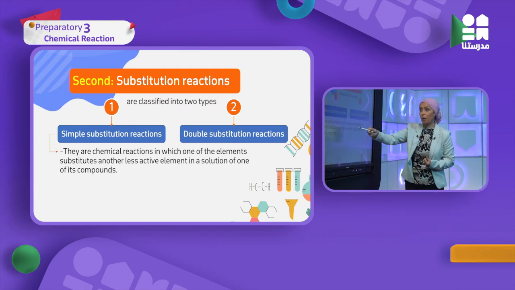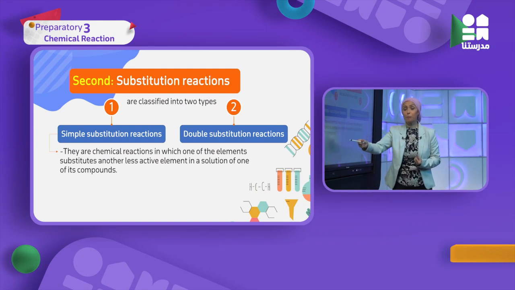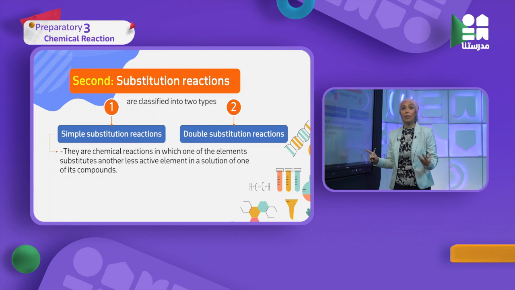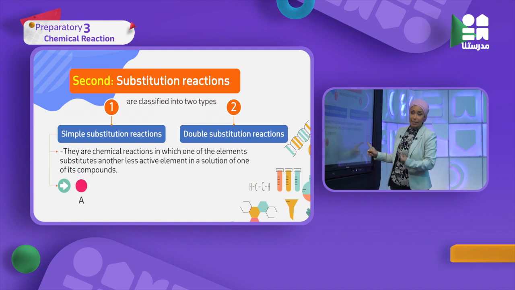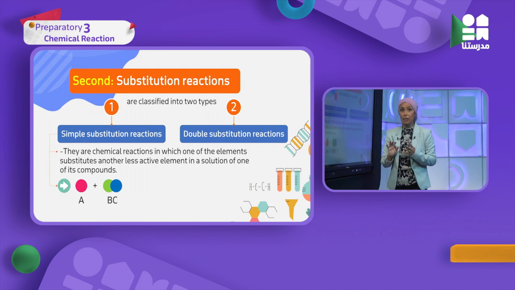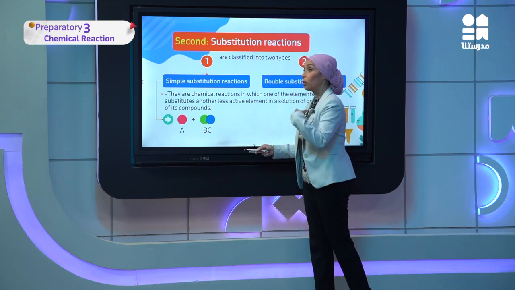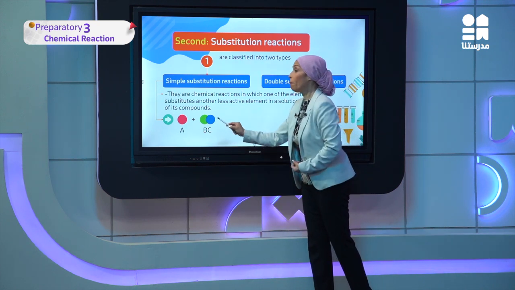So it's a type of chemical reaction in which one of the elements substitutes the less active, the weak element, in a solution of its compound. This is the definition. We will take how many examples or how many types of this substitution? Three. First of all, let's see here with diagram A. This is the metal, a strong metal. The red one is a strong metal, and it goes through a reaction with a compound.